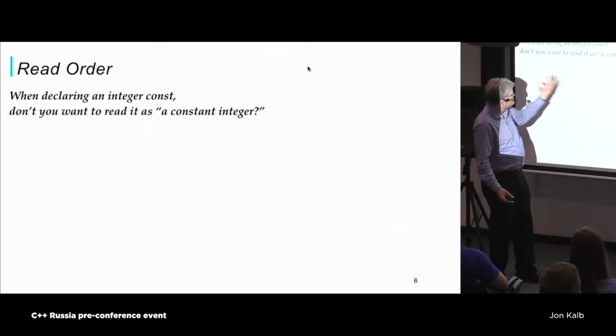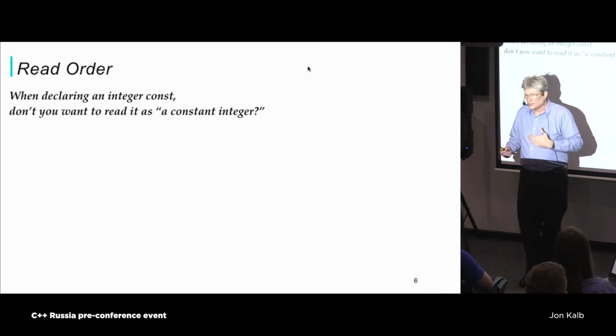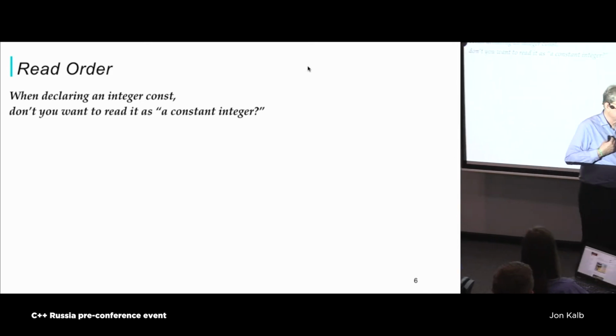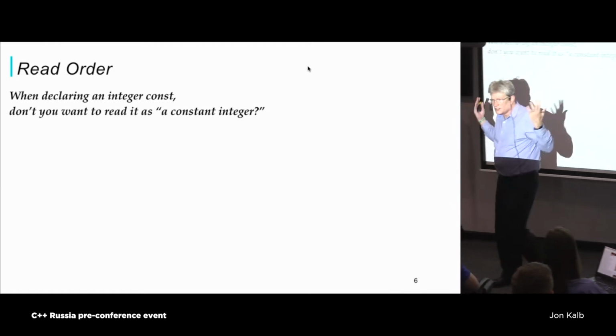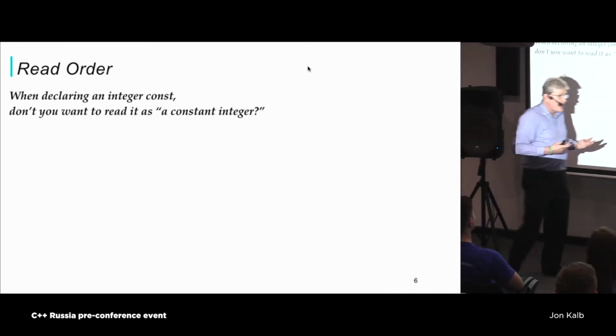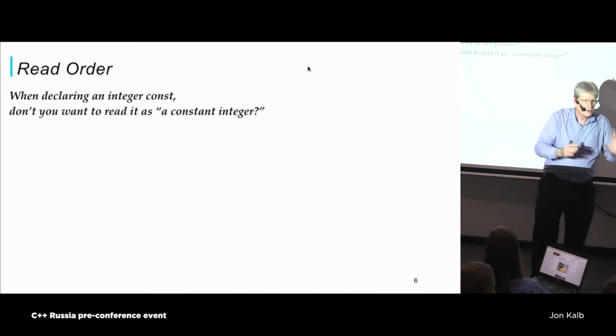But I have people sometimes say, wait a minute, when you're declaring, for example, an integer const, don't you want to read it as a constant integer? Because I speak English. In English, adjectives come before nouns, right? So that just makes sense. You say a constant integer. And I say, yeah, absolutely. It's exactly what I want to say.